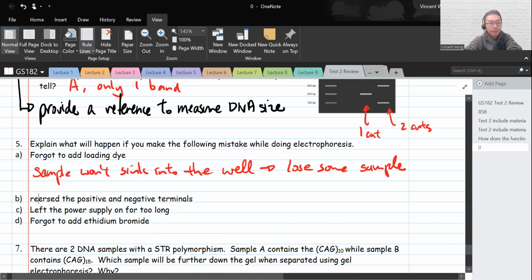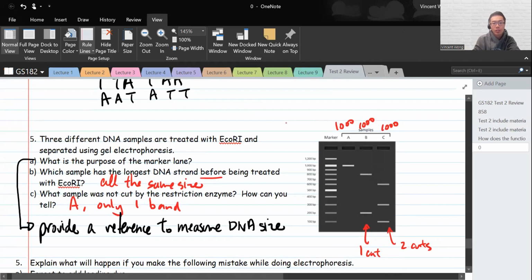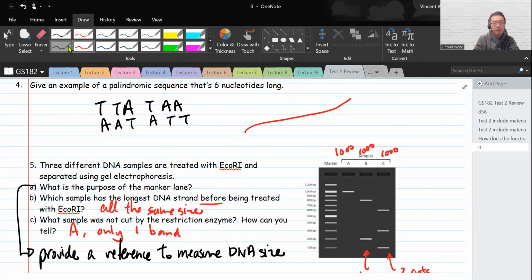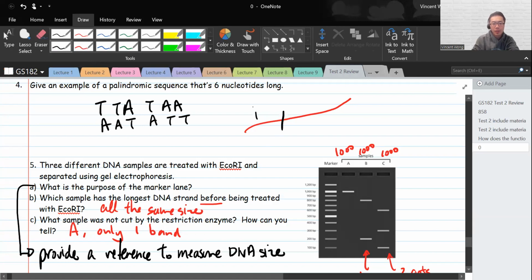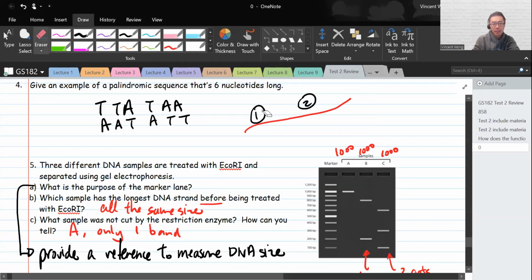Excuse me. For the previous question, would you repeat one more time? How do you get one cut and two cuts? Okay, sure. So this is a DNA sample. If you cut it once, then you have fragment 1, fragment 2. Right here, we'll cut it with a white pen. Look, I cut it once. Now I have two bands. I cut it twice, I have 1, 2, 3.